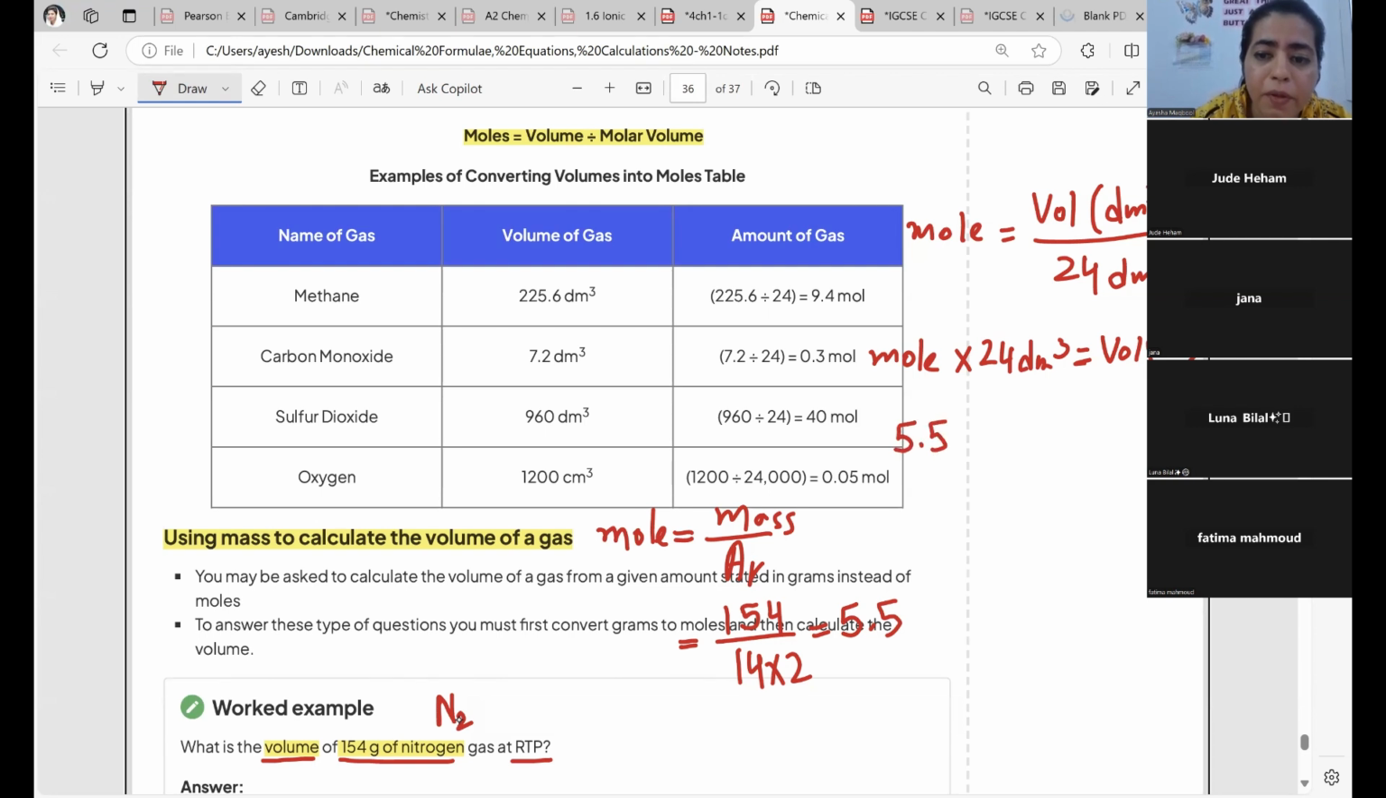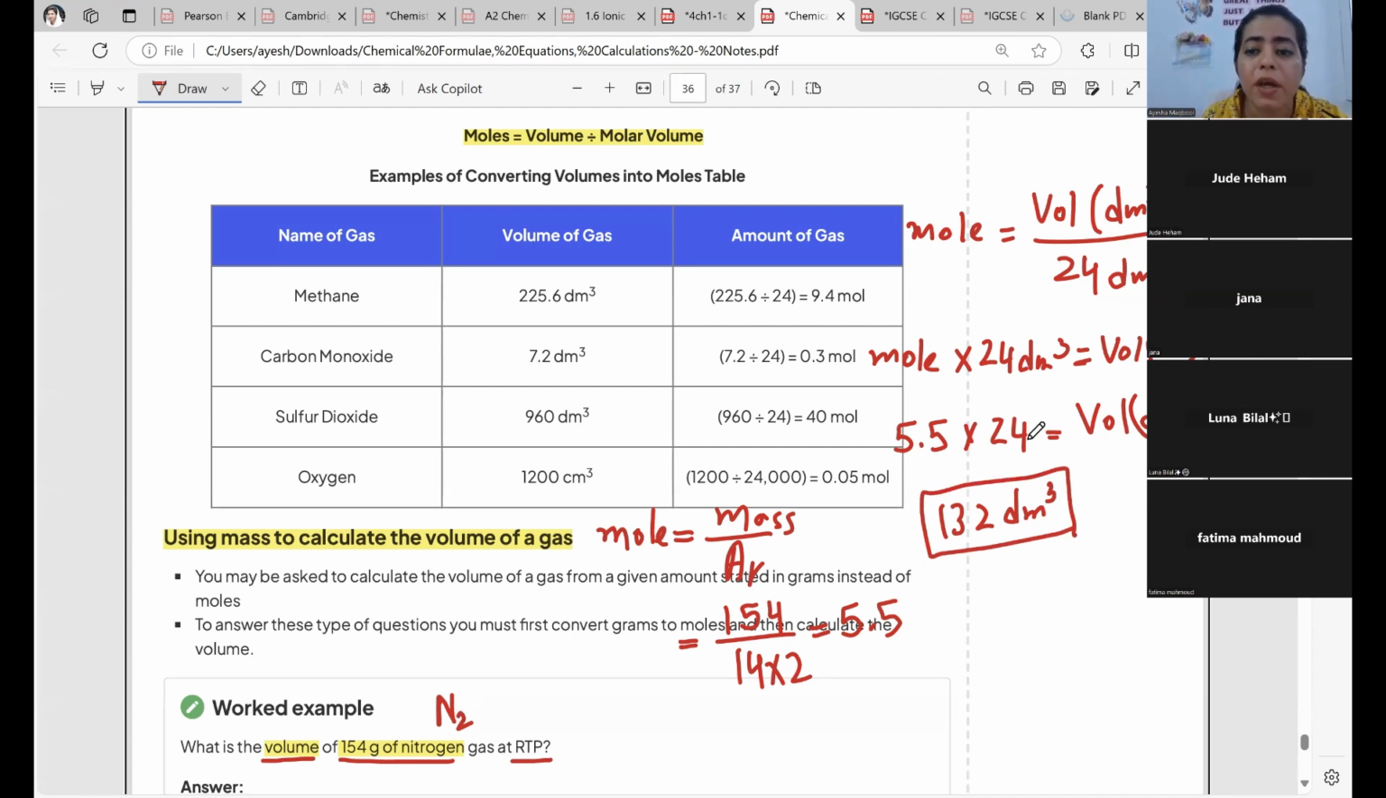5.5 moles multiplied by 24 dm cube is giving you the volume in dm cube. 132. 132 dm cube is going to be your answer. Okay, you can even find it in cm cube, then you have to multiply with 24,000. Otherwise with 24 and get the answer in dm cube. This is clear to everyone? Any question here? No, thank you.